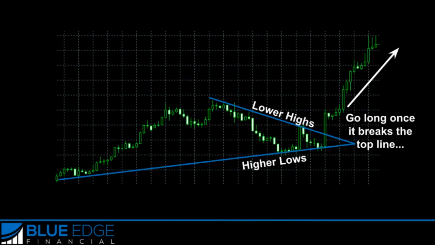So because we had pending orders placed on each side of this triangle, once it broke to the upside, then our pending order would have been triggered, our buy order, and we would have taken advantage of this entire move. So in summary, ascending triangles usually break to the upside, descending triangles usually break to the downside, and symmetrical triangles can break on either side.